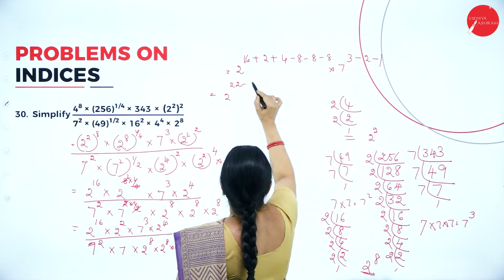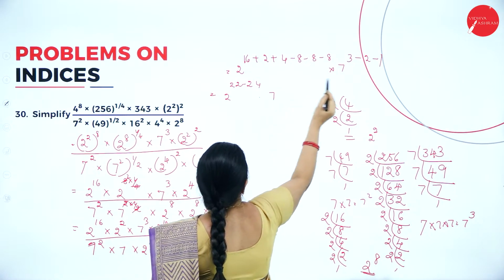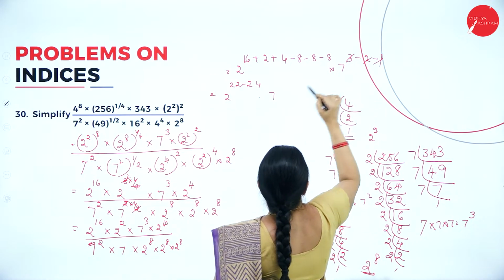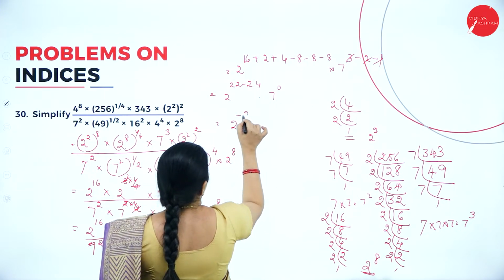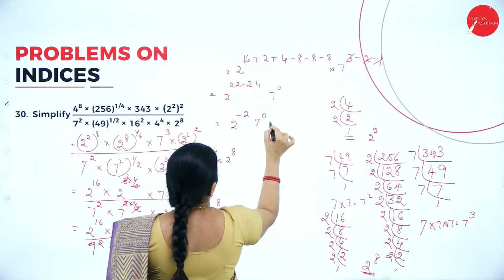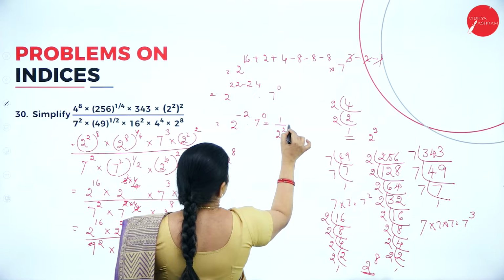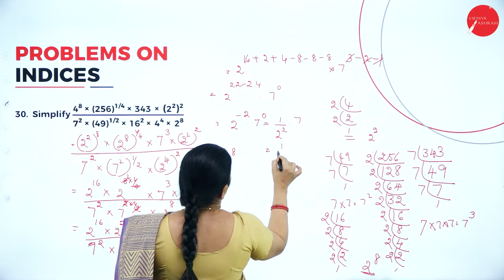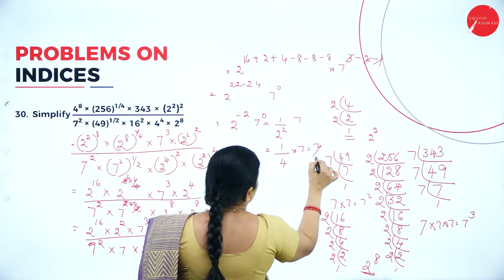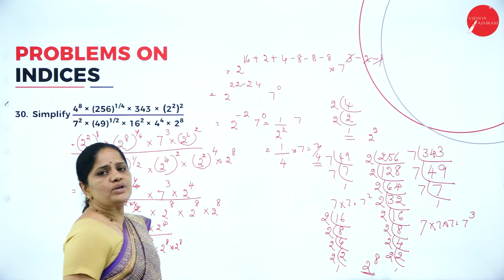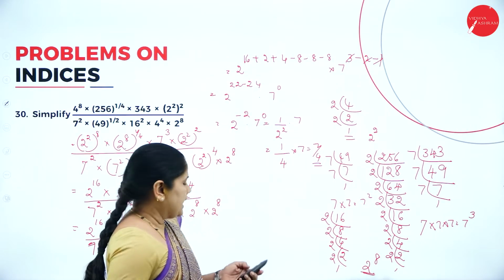minus 8 minus 8 minus 8 is minus 24, into 7 to the power of 3 minus 3, which gets cancelled. It becomes 0. So, this will be 2 to the power of minus 2 into 7 to the power of 0, or this will be equal to 1 by 2 square into 7, or I can write it as 1 by 4 into 7. So, this is the answer. So, 7 by 4 is the answer. So, this is how you will have to do the calculations.